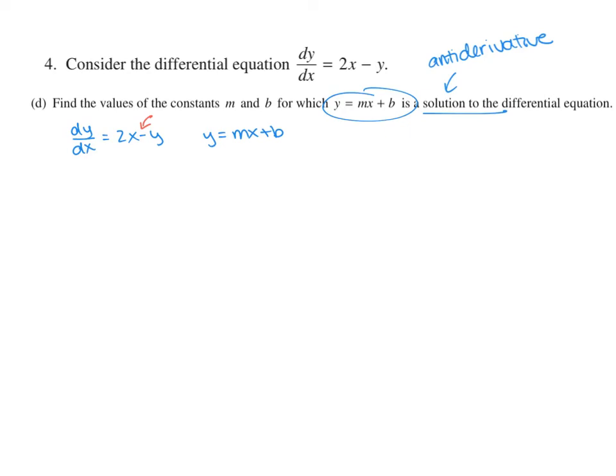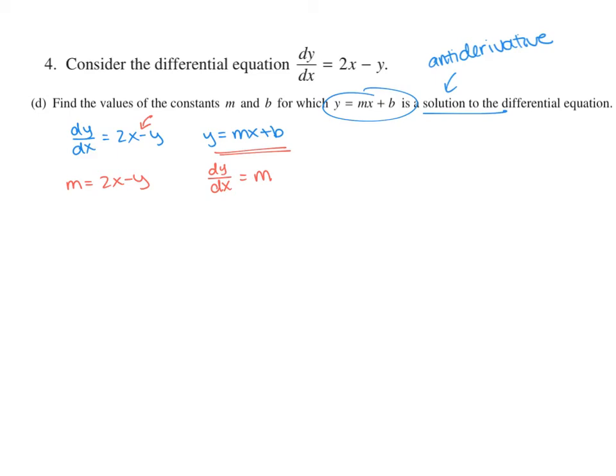So I know dy/dx is 2x minus y. Over here, we know that y is mx plus b. That tells us that for this, dy/dx is just m. The derivative of mx plus b is m. So if we know dy/dx equals m, we know that m equals 2x minus y. Just a little substitution there.